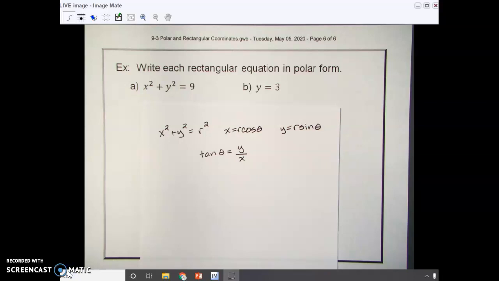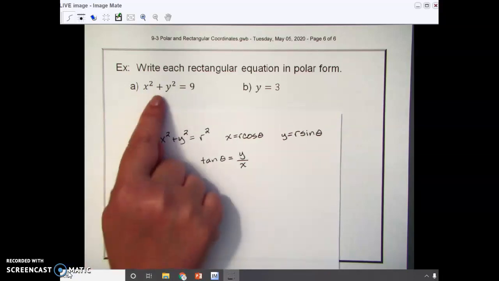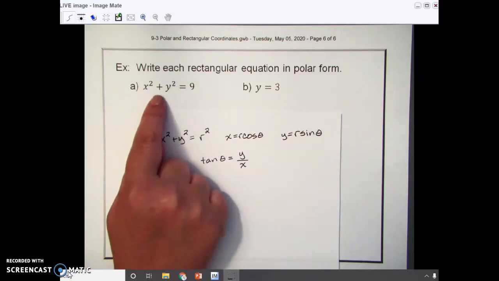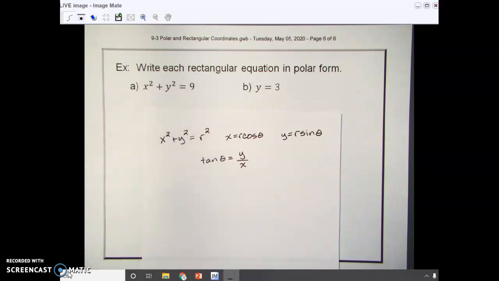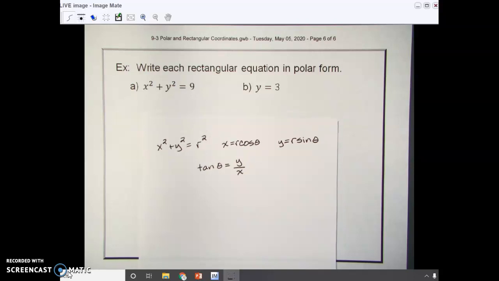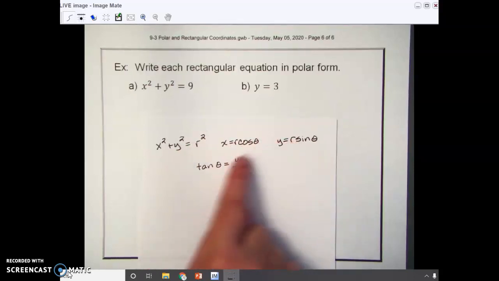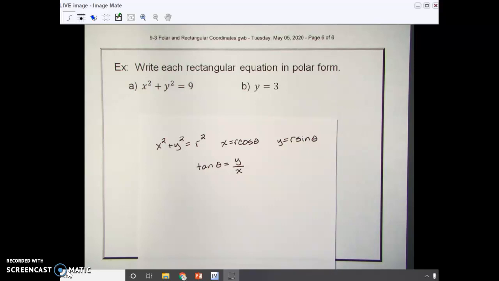So then they're going to ask us to do it in the reverse order, where I'm given x's and y's, meaning rectangular form, and I want to put it into polar form, which means no more x's and y's, only r's and thetas. So again, we're going to use one of these four formulas. Those are the big formulas.